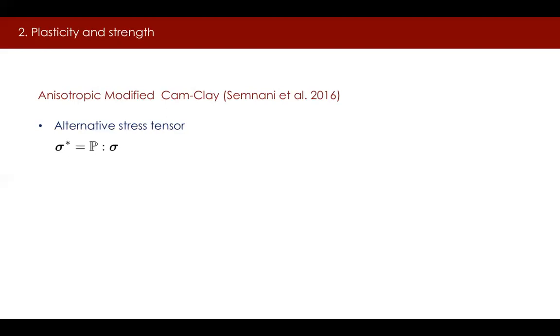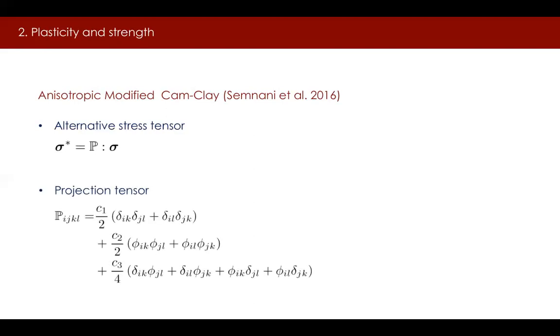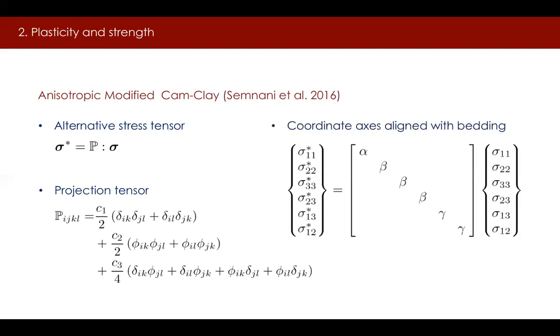The projection tensor is a function of the microstructure tensor phi, as well as the anisotropy parameters C1, C2, and C3. If the coordinate axes are aligned with the bedding plane, then the projection tensor becomes a diagonal matrix with anisotropy parameters alpha, beta, and gamma. The parameters can be normalized by setting gamma equals 1.